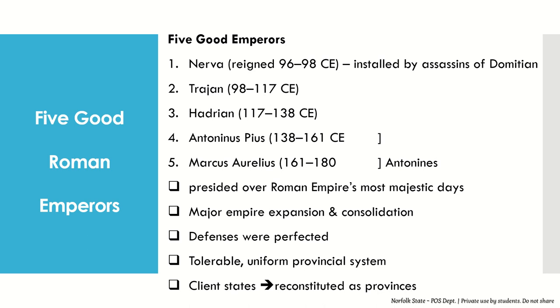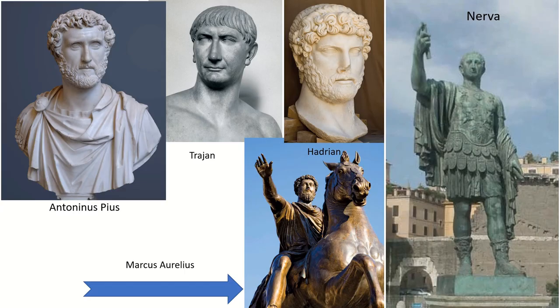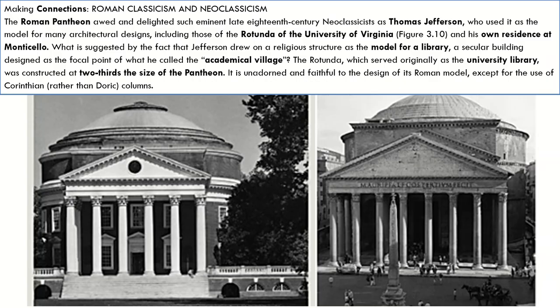who built Hadrian's Wall. I think it might be somewhere in Europe. And of course, Marcus Aurelius. So the most expansion, including to Britain, perfecting their defenses, uniform provincial systems, and the client states were constituted as Roman provinces. Now of course, during this period, there was a Senate, there was a plebeian assembly. And so those are the busts of the five good emperors.